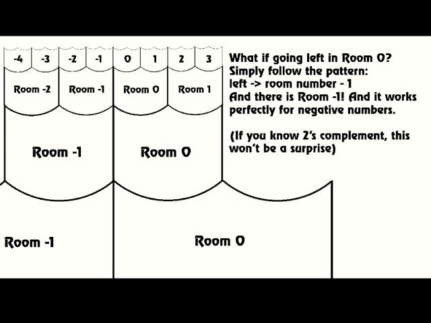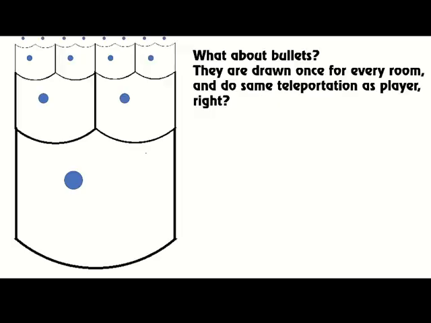What if going left in room 0? Follow the pattern that going left means room number -1, and we get room -1. And it works perfectly for negative numbers. Above is how player moving works.